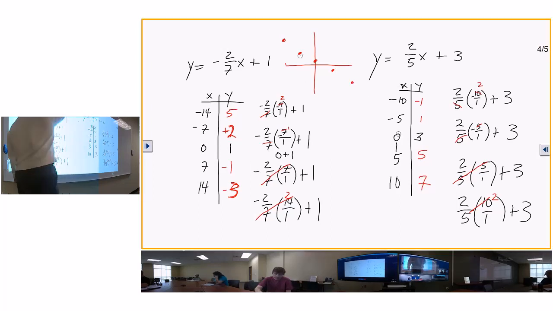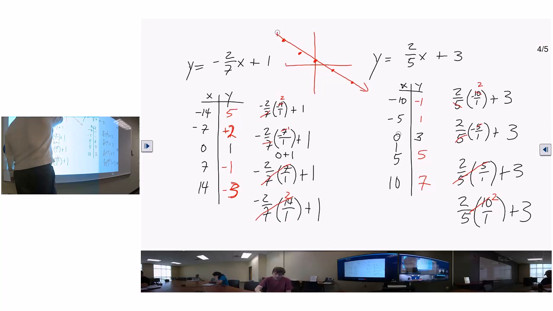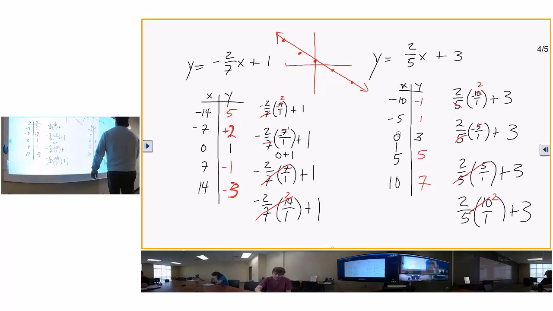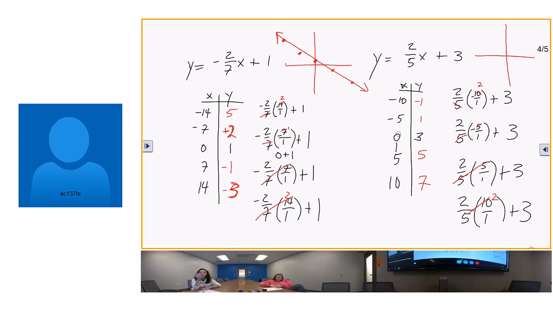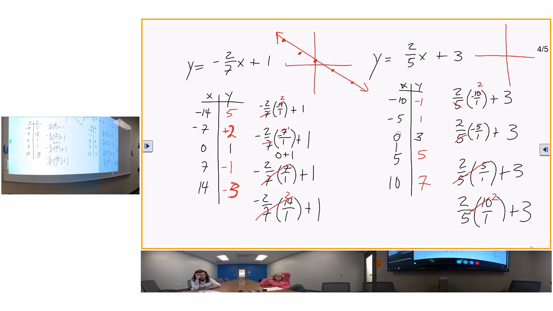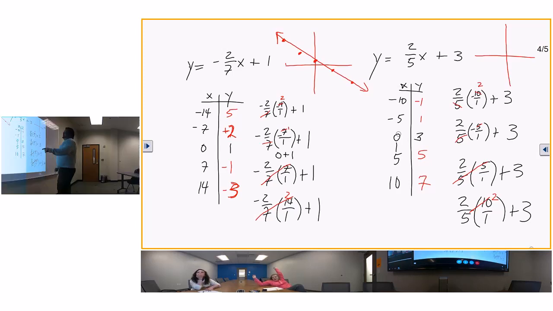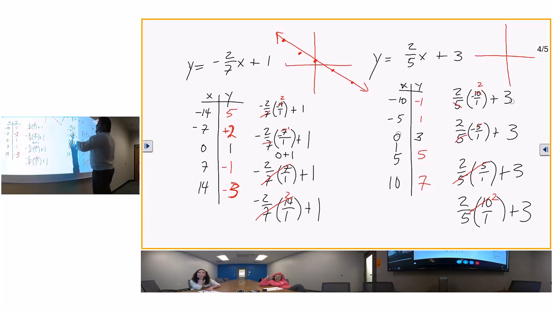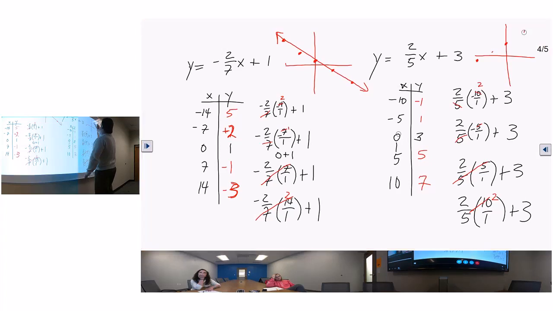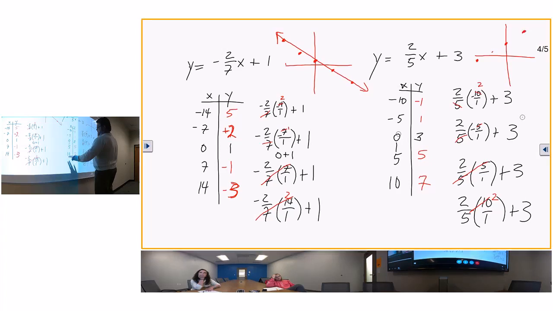Does everything line up? Well, we don't get into that in here. Negative 10, but this is the one you use for nonlinear. Negative 10, negative 1. Negative 5, positive 1. 0, 3. 5 and 5. And 10 and 7.